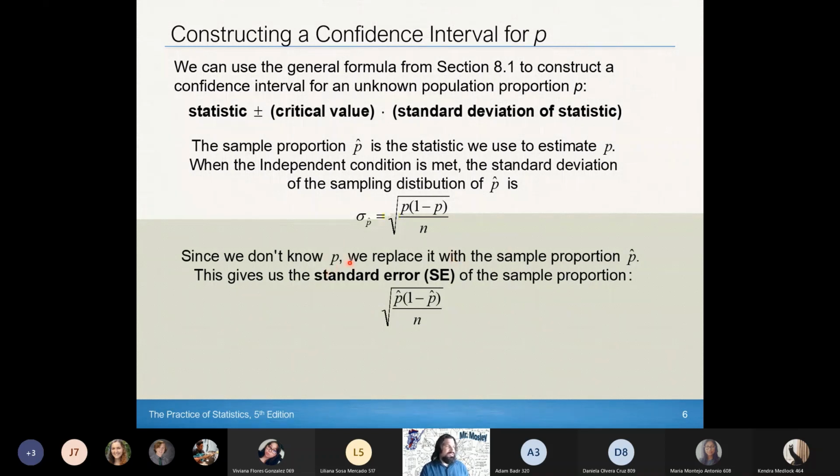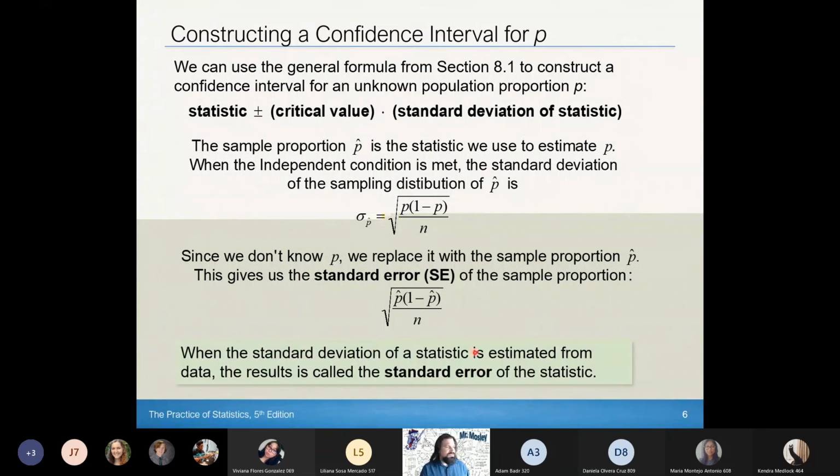Since we don't know what P is, meaning we can't use it in a calculation, we replace it with the sample proportion P hat. This gives us the standard error. It's very similar to the standard deviation, kind of like the standard deviation of our sample, and we call it the standard error of the sample proportion. It's the same formula: we replace P with P hat in both places. So we get the square root of P hat times 1 minus P hat divided by n, and this is equal to the standard error, which we can write as capital SE, or as s subscript P hat. Both work.